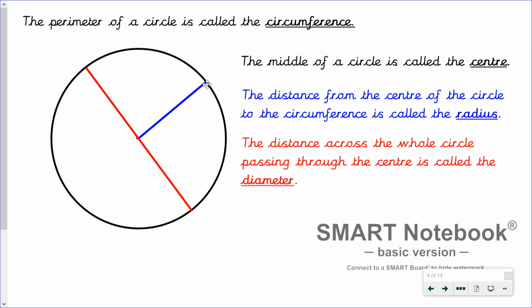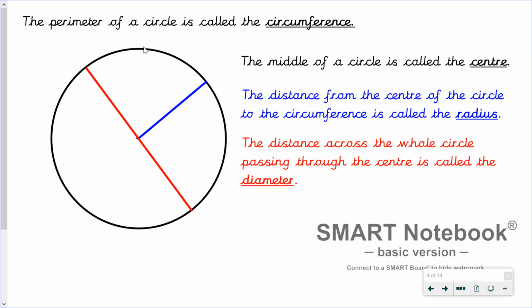The small line from the center to the edge, it's got to be a straight line, got to be from the center, it's called the radius. Now the distance across the whole circle passing through the center is called the diameter. Again, it must pass through the center. You can't just do a random line somewhere. So this is the diameter, this is the radius. Hopefully by looking at these, you might notice the relationship between radius and diameter, which we'll speak about later.